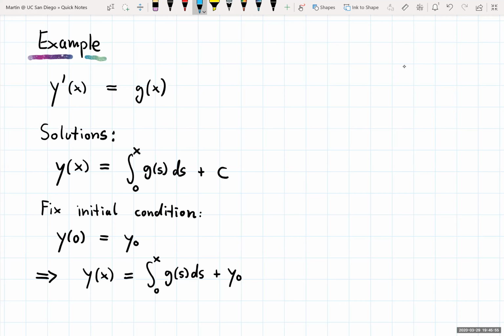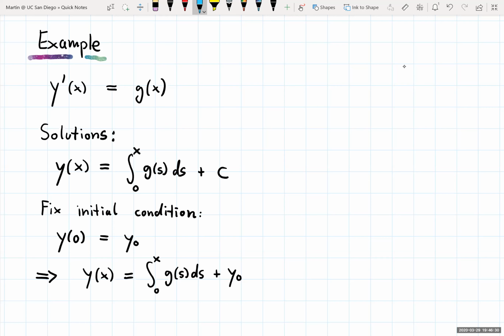And it's not difficult to guess what is the solution of this differential equation. In fact, there are many solutions that only differ by an additive constant. So all solutions to this differential equation look as follows. Namely, the function is y of x equals the integral from 0 to x of this function g, and then there's some additive constant, which we here denote by c. So this differential equation has many different solutions, only depending on this constant c.